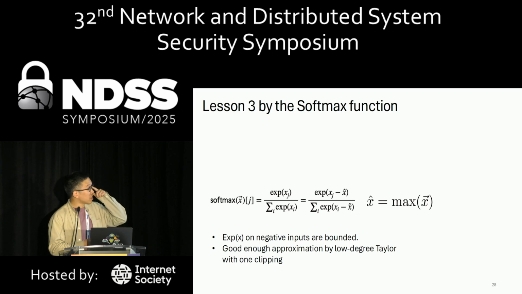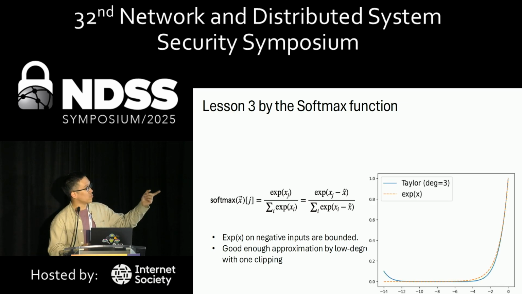For the softmax function, generally we have to compute the max first, subtract the max, and then compute the exponential. At this point, the exponential on the negative inputs is bounded. It's much easier to approximate with just a low degree Taylor series. Like if we do a degree 3 Taylor expansion, it will give you a pretty good approximation on the negative input. And then at the bottom, we can just use one more clipping, because for that input, the exponential becomes almost 0.